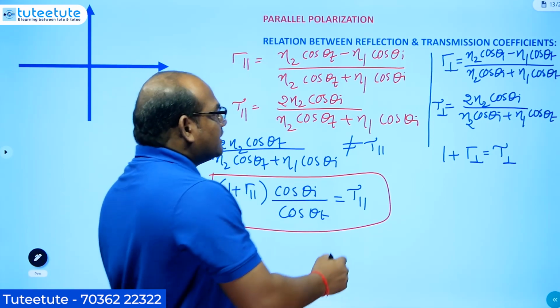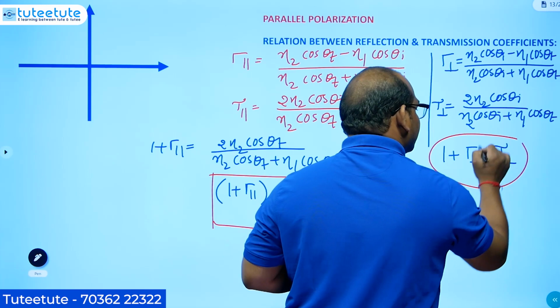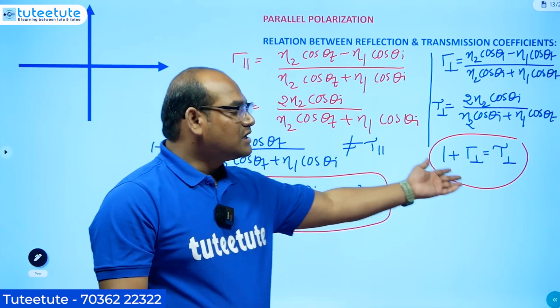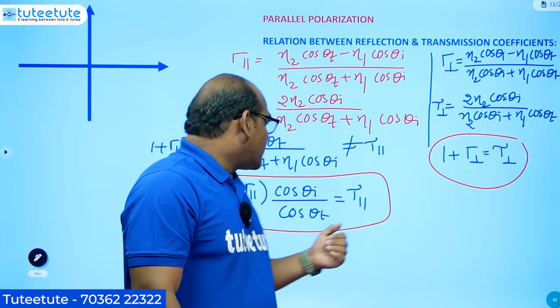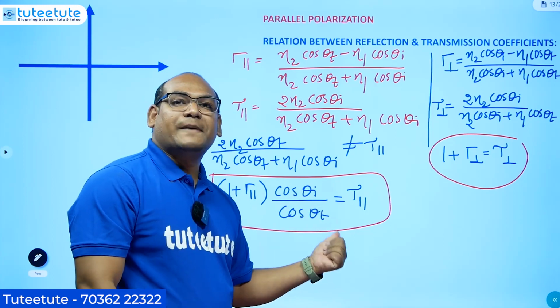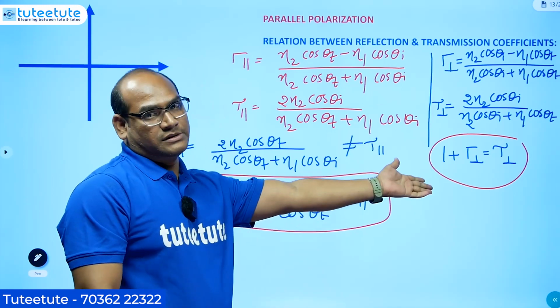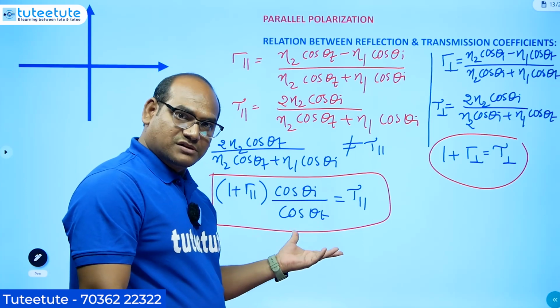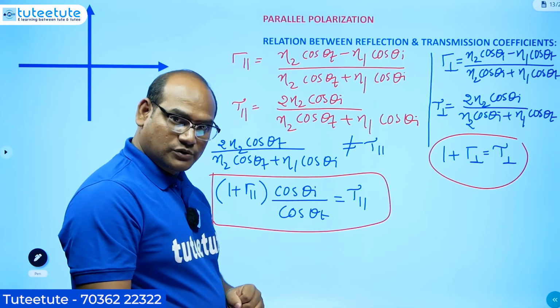Okay. And here gamma and tau relation in case of the perpendicular polarization is similar to normal incidence only. But gamma and tau relation in case of the parallel polarization is different from that one. And that exact equation is this one. Okay. This is the relation we can tell.